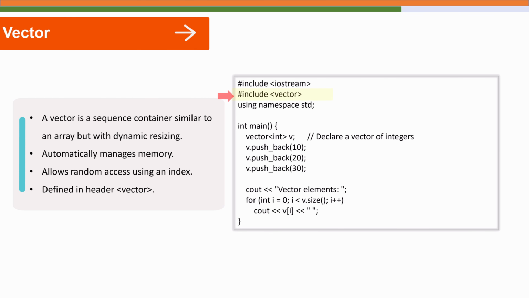Let's start with a basic example. We create a vector of integers using vector<int> v. Then we insert values using the push_back function. When we print, the output will be 10, 20, 30. So these are the vector elements. Notice how easy it is. No fixed size arrays, no manual memory management or handling.